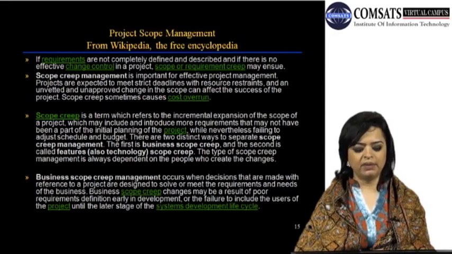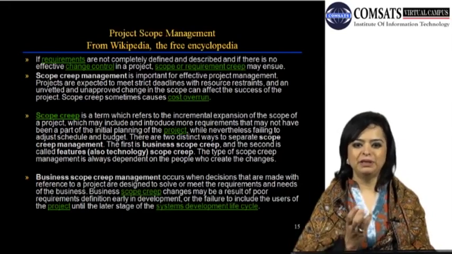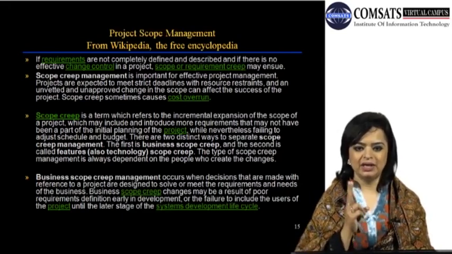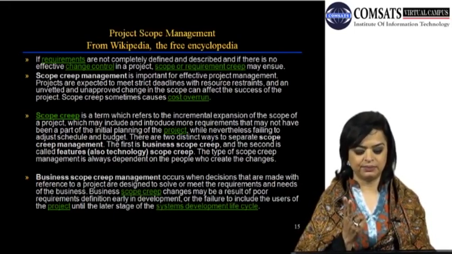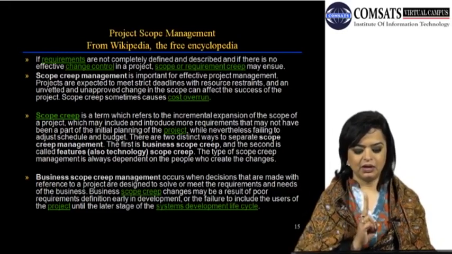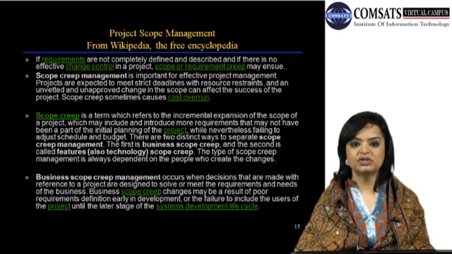The types of scope creep management is always dependent on the people who create the changes. And who are the people who are creating these changes? There are two factors that we talked about, the internal and the external factors. Let's look at the first one, which is the business scope creep management occurs when decisions that are made with reference to a project are designed to solve or meet the requirements and needs of the business.